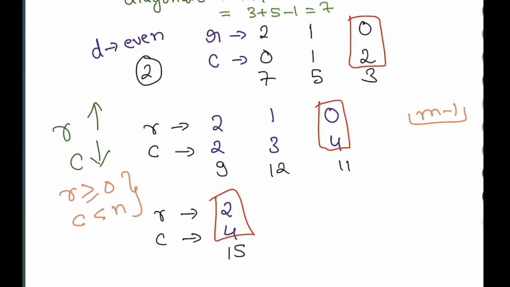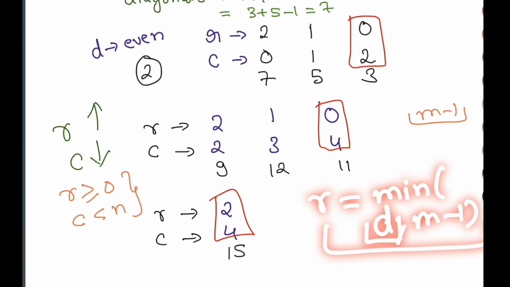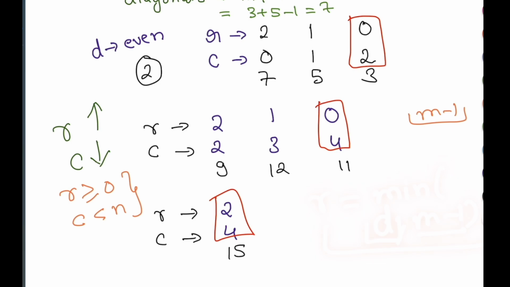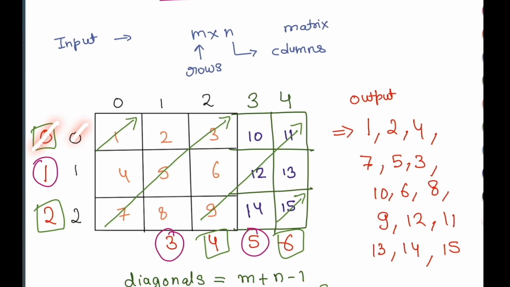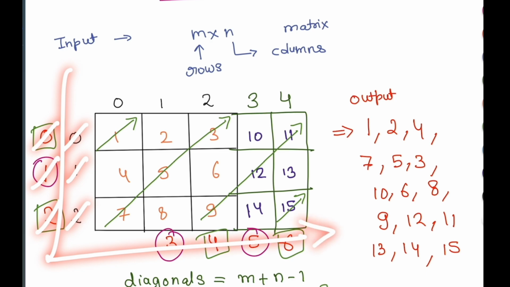So the simple formula which we can understand from here is our starting point of our row will be equal to the minimum value of d or m minus 1. This d is the diagonal index. This m minus 1 is the maximum allowed value of a row, right? Diagonal 0, row 0, diagonal 1, row 1, diagonal 2, row 2. The diagonals are matching till we reverse our diagonal direction, right?